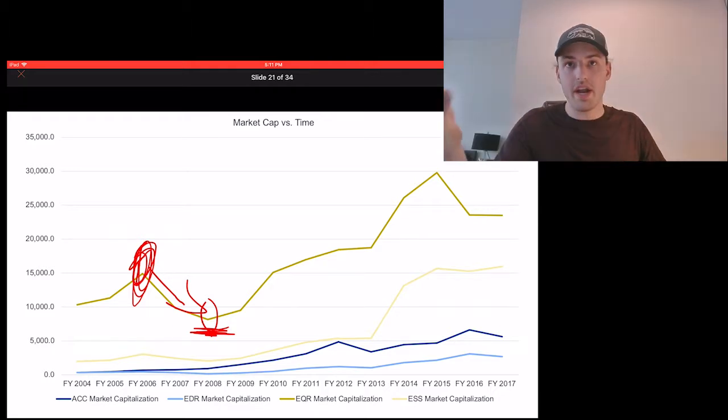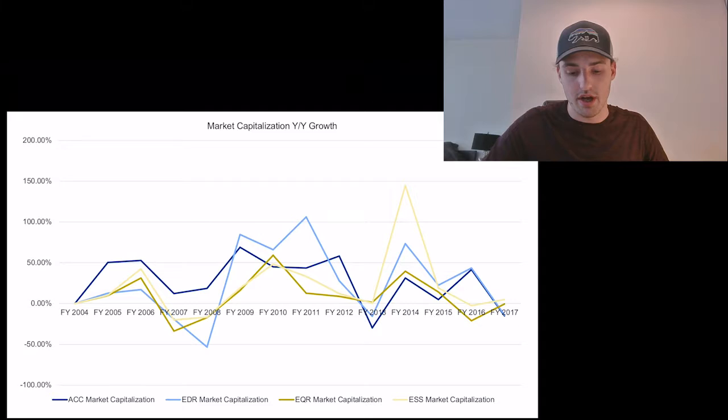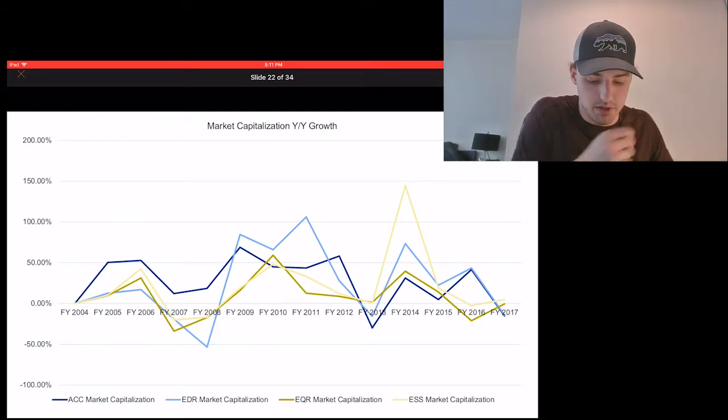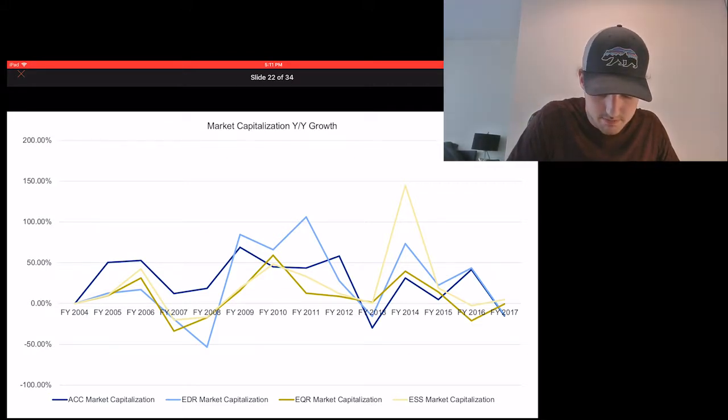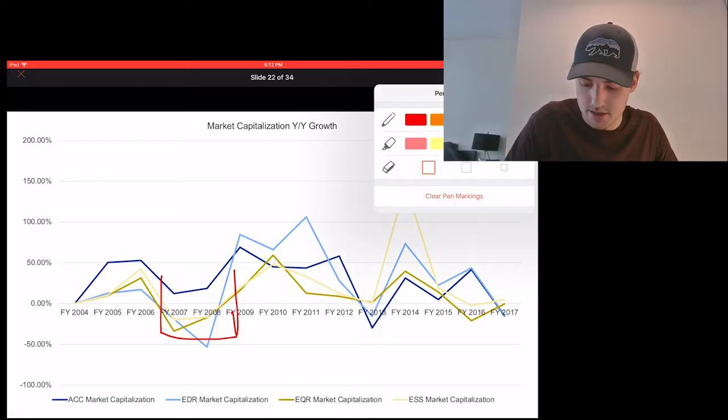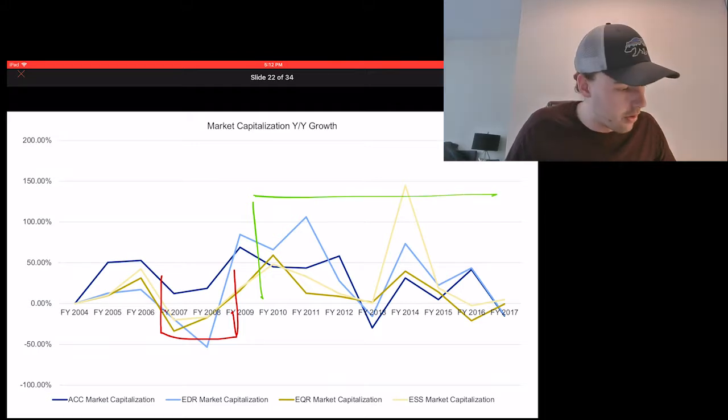Now we're going to look at market capitalization year over year growth to normalize all this information. Here it's more clear to see the contractionary period in market sentiment really lasted only 2 years. This is the contractionary period, and then things move to all green and happy from 2009 onwards on the whole, from a market capitalization point of view.